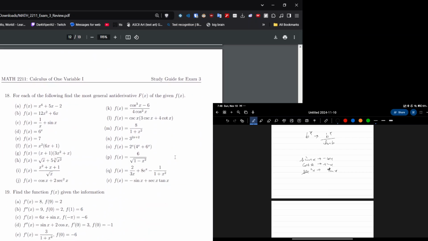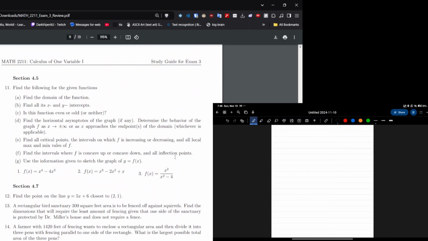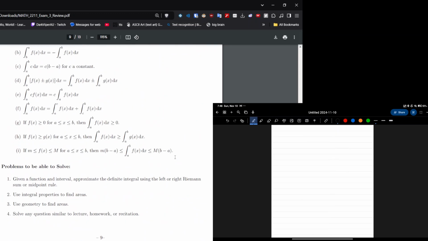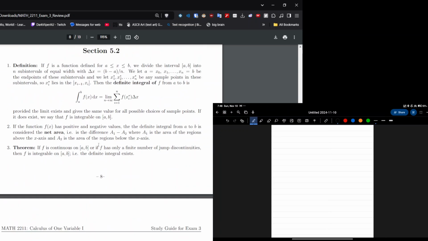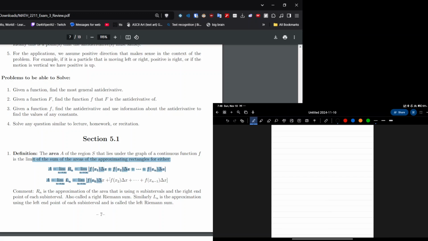Find the antiderivatives of these. Most general antiderivative. Okay. Well, let me do these after I tell you about the area and the integration of these things. Then it would make much more sense. Let's first do this thing, the area under the graph. All right.